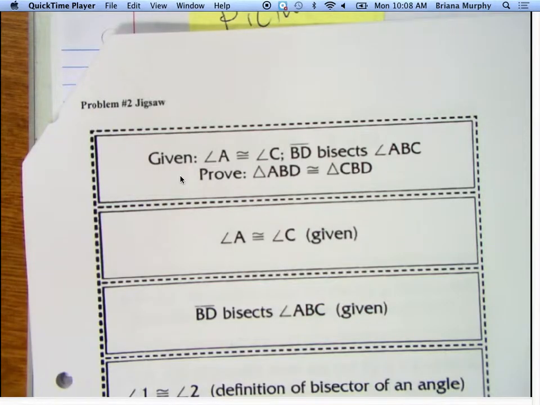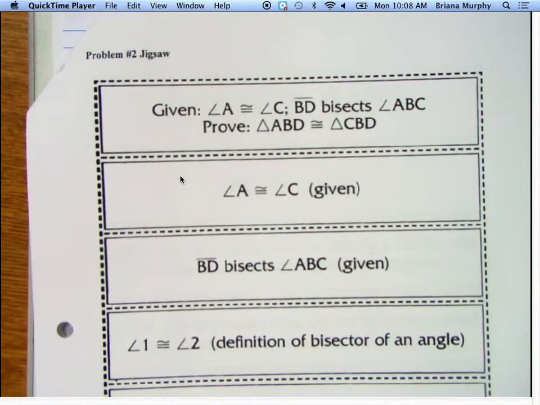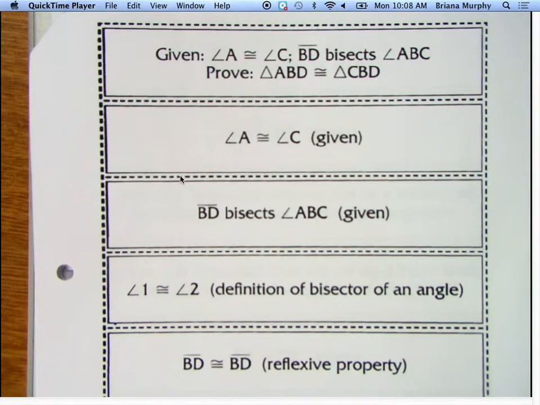We're going to go to problem number 2. We're given that A is congruent to C and BD bisects angle ABC. We're going to prove that triangle ABD is congruent to triangle CBD.